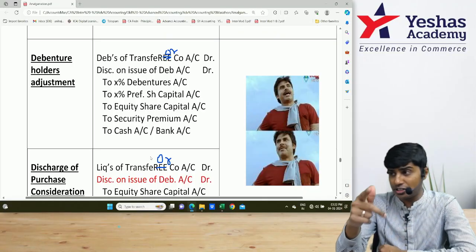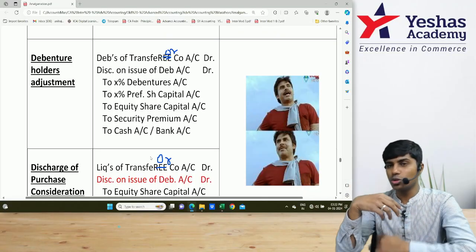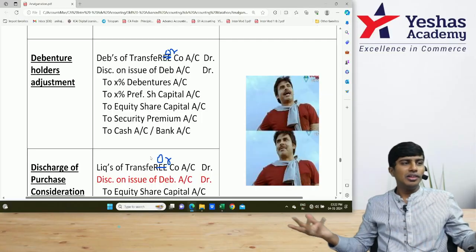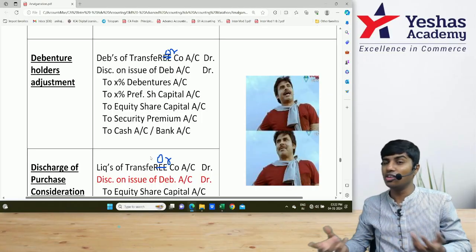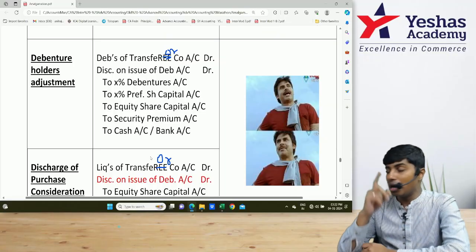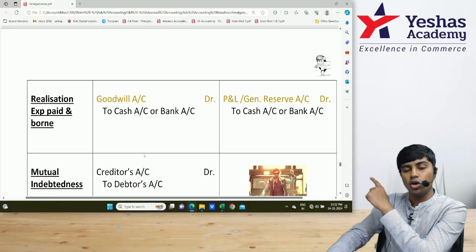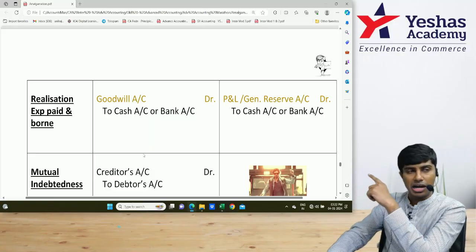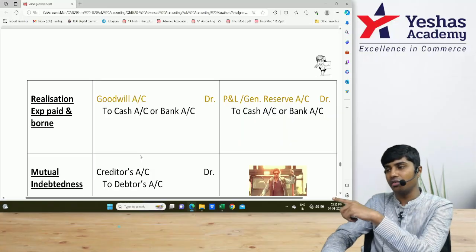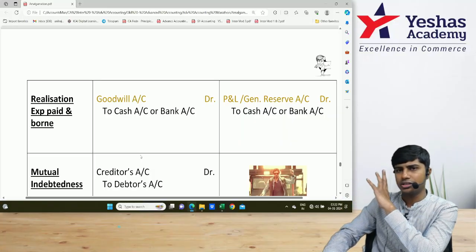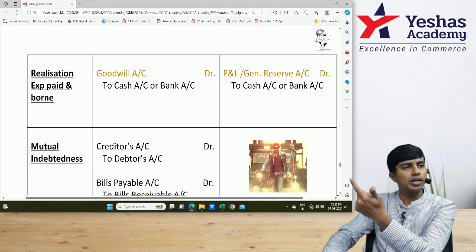However, if it is purchase, we don't take over their reserves. So what we pay to them is out of goodwill. We are not getting any benefit out of it, or even if we get, it's not tangible. So if it is amalgamation in the nature of purchase, entry for realization expense paid will be goodwill account debit to cash. If it is amalgamation in the nature of merger, we write reserve account debit to cash. Understood? D over R over UMS.